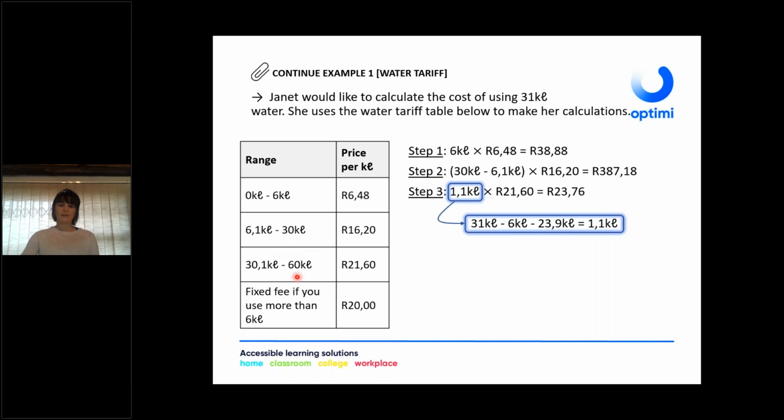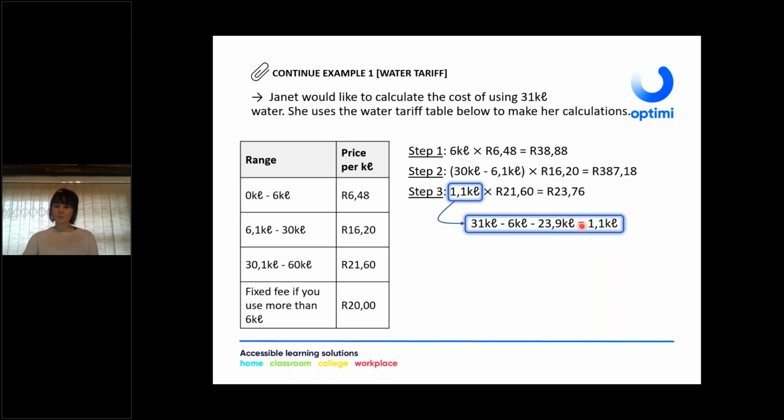Janet does not use up an entire 60 kiloliters. Therefore, we need to determine first the amount of water that she uses that falls within this third range. We do this calculation by taking the amount of water that Janet consumed, and from it we subtract the 6 kiloliters that falls within the first range. We subtract the 23.9 kiloliters that falls within the second range, and that gives us an outstanding 1.1 kiloliters that she still needs to pay for.